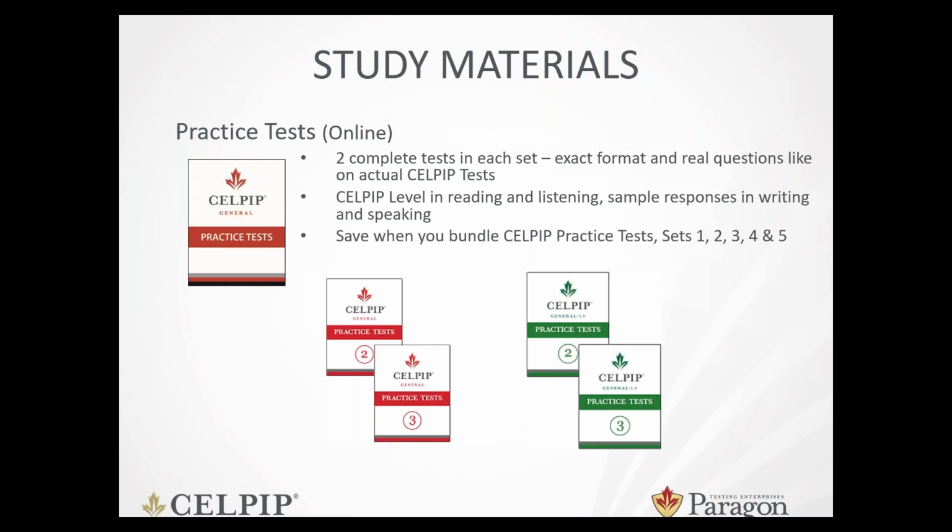But on these practice tests, you will actually get a CELPIP level in your reading and listening section. So you'll be able to know what your score is in reading and listening and maybe see, am I ready to take the test? Do I need more preparation? We also do provide sample responses in your writing and speaking section. So you'll be able to compare with what other test takers have written or said and what score range they received, let's say a 6 or a 7 or a 9 and a 10, and you'll be able to compare that with what you've written or said as well. And of course, when you bundle the practice test sets, you do save money over buying them separately, so that's always the best value as well.